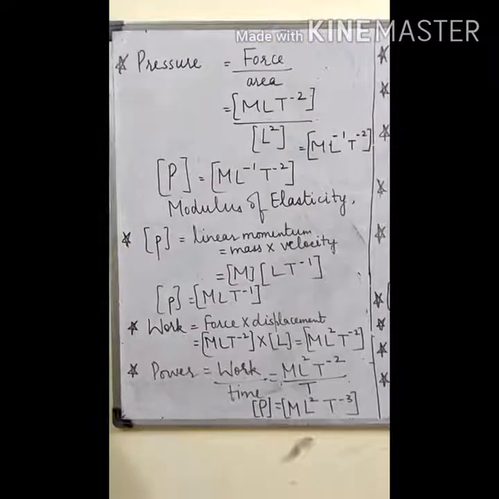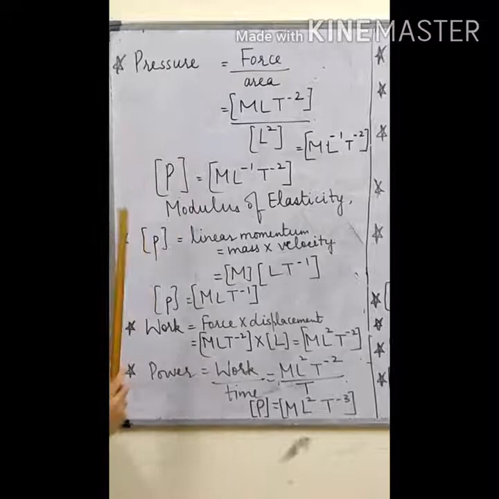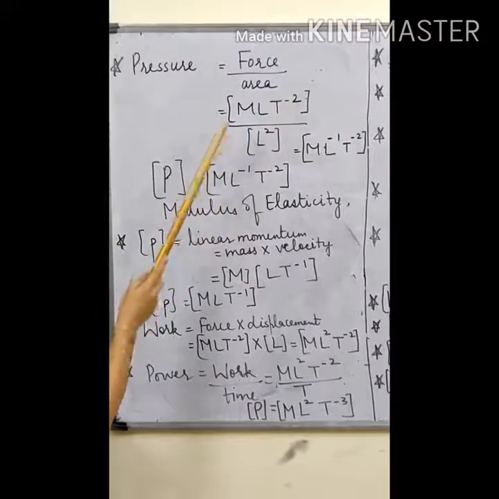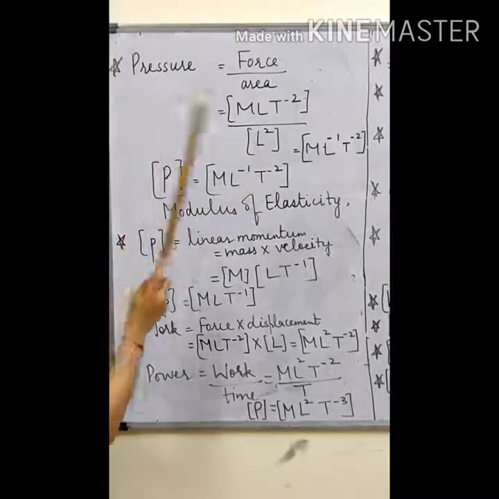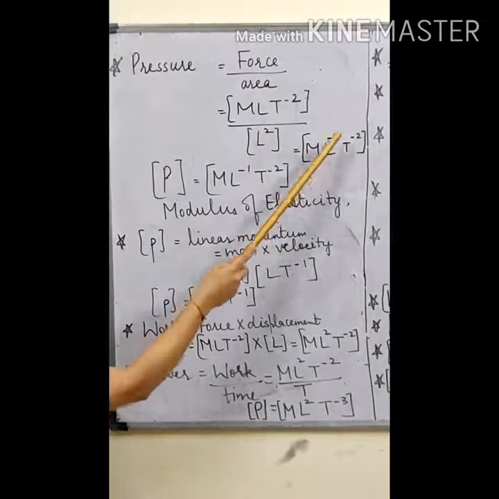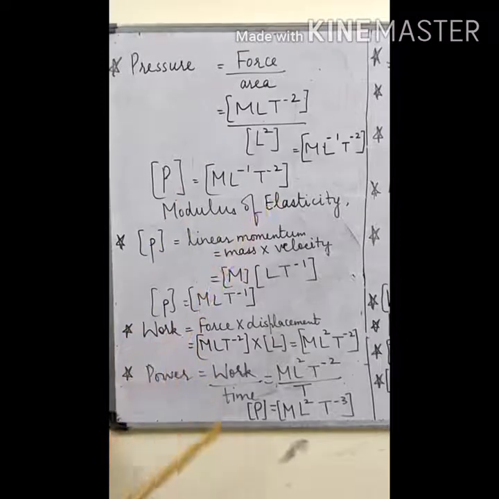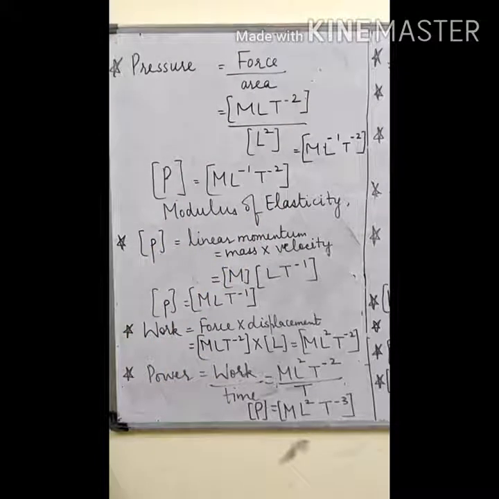The next quantity is pressure. Pressure is force over area. Dimensions for force are MLT^-2. Dimensional formula for area is L². Then the dimensional formula for pressure will be ML^-1 T^-2. Same dimensional formula will be of modulus of elasticity. Names will be Young's modulus, bulk modulus and modulus of rigidity, which we will study further.